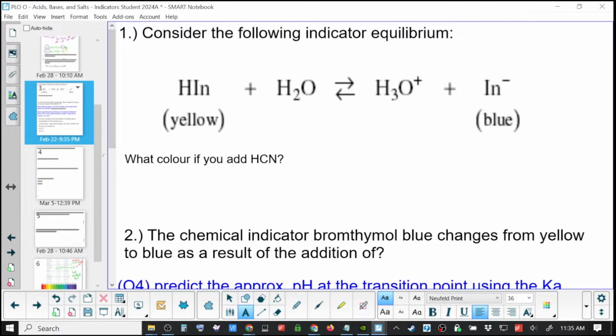This is reminding me of my last class where I talked to them about password security. Turn around in your seats. Right now, on the board, you're just answering the question. Write down your answer. What color is going to happen if you add HCN?